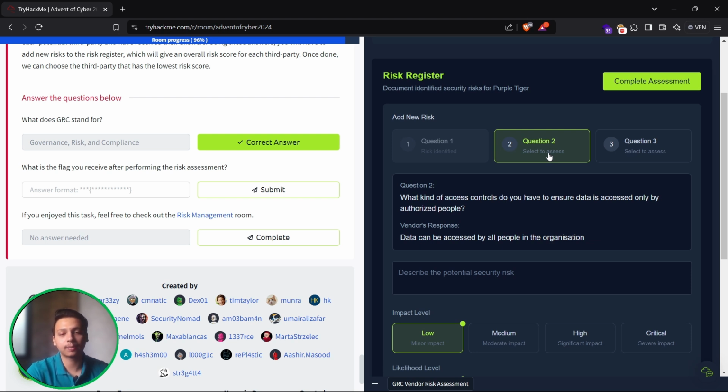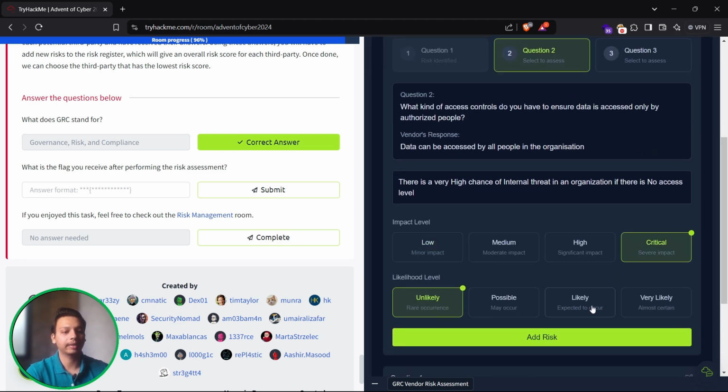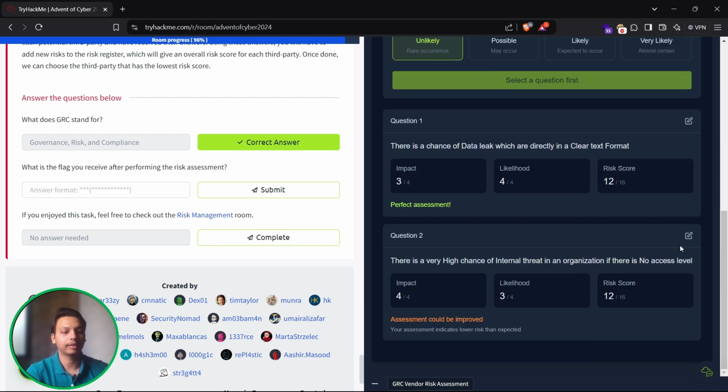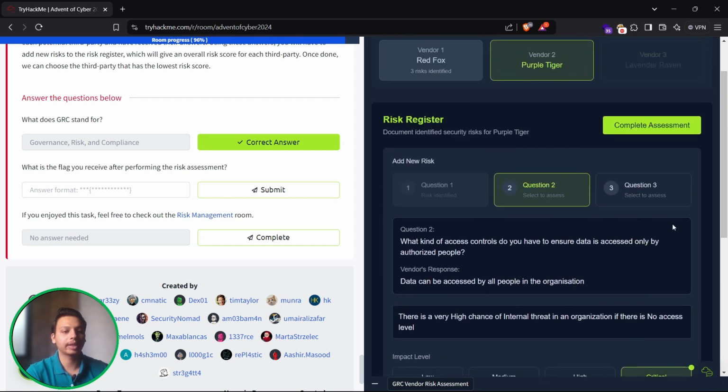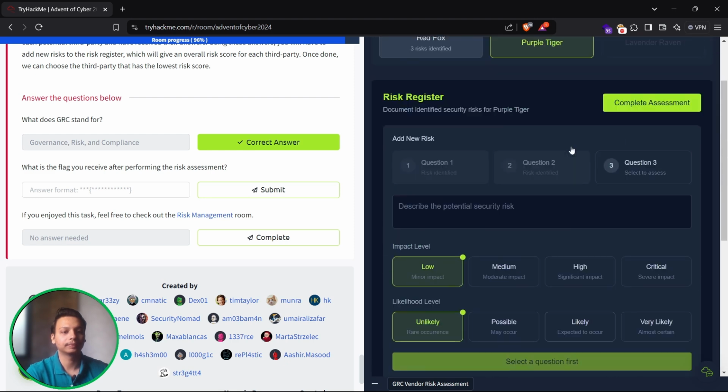Same question. The vendor has responded that data can be accessed by all the people in the organization. There is a very high chance of internal threat in an organization if there is no access level. Okay, let me just make it properly. The severity is very high impact and likely is expected over here. This could be improved, so it indicates lower than the risk, so very likely it is, because it was very critical, right?